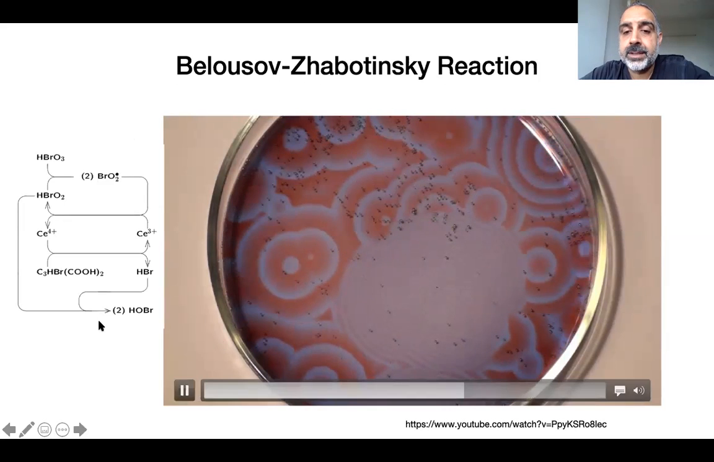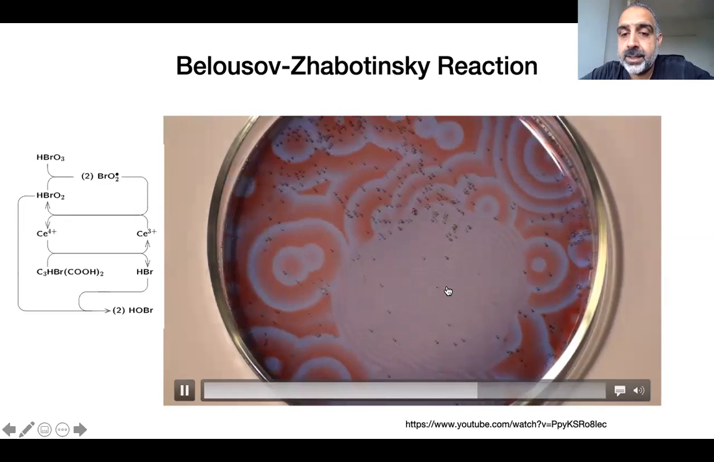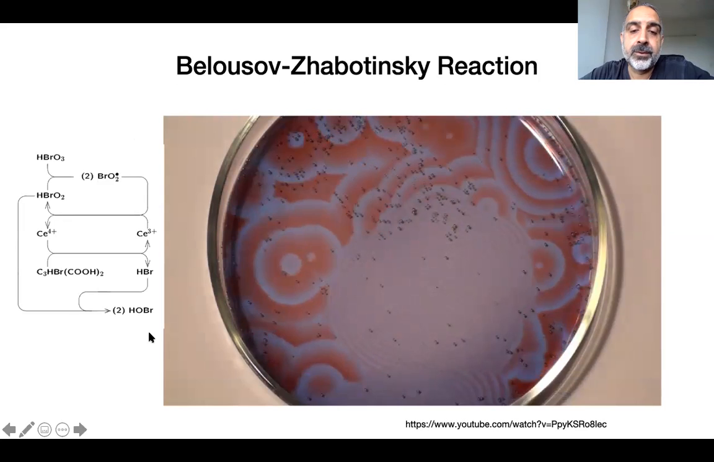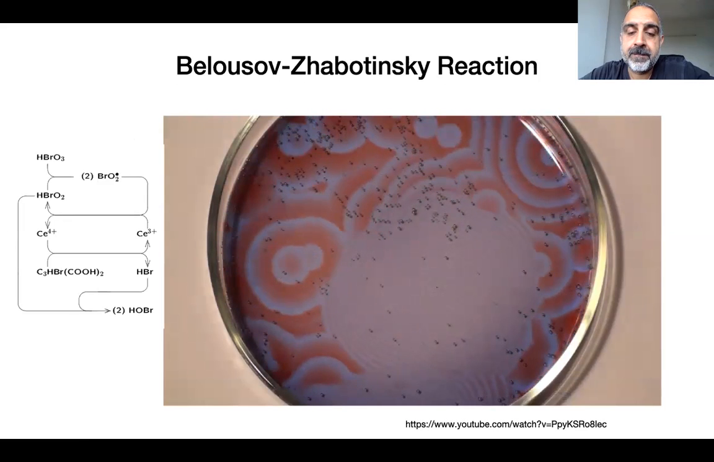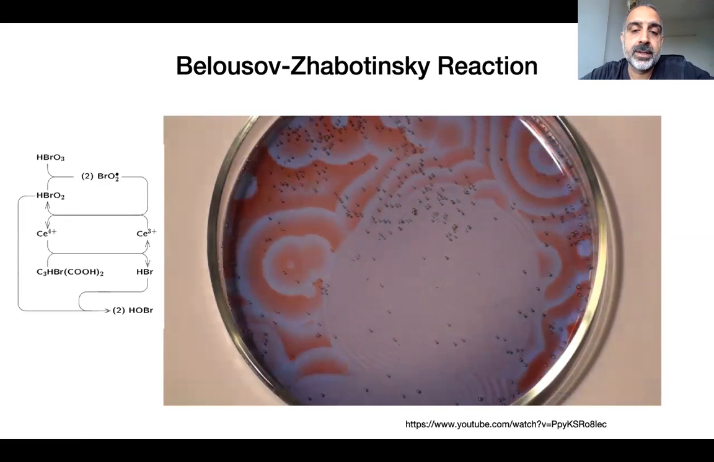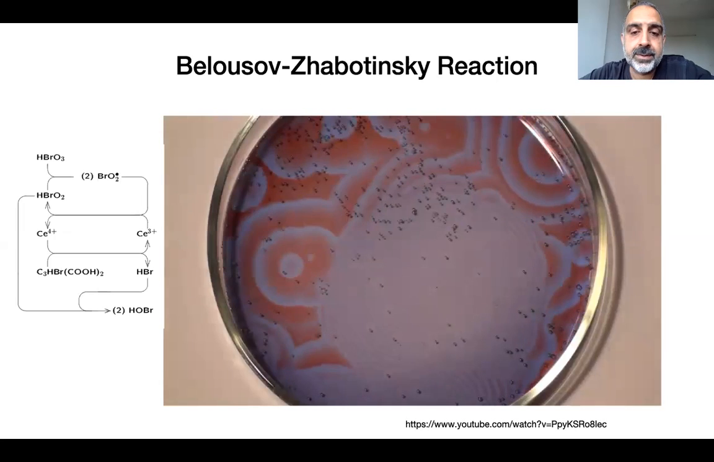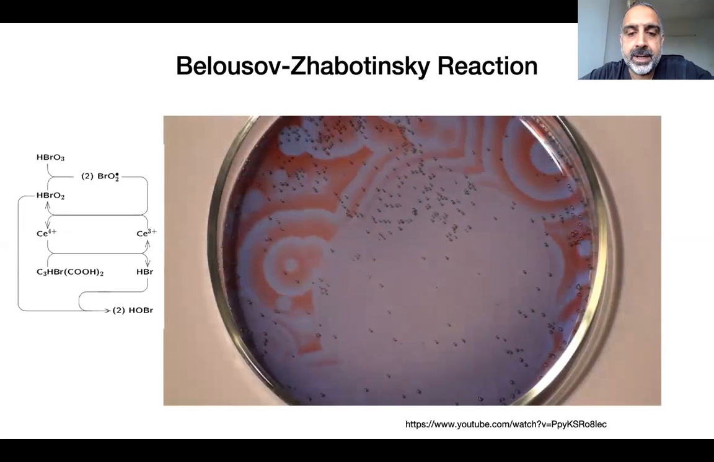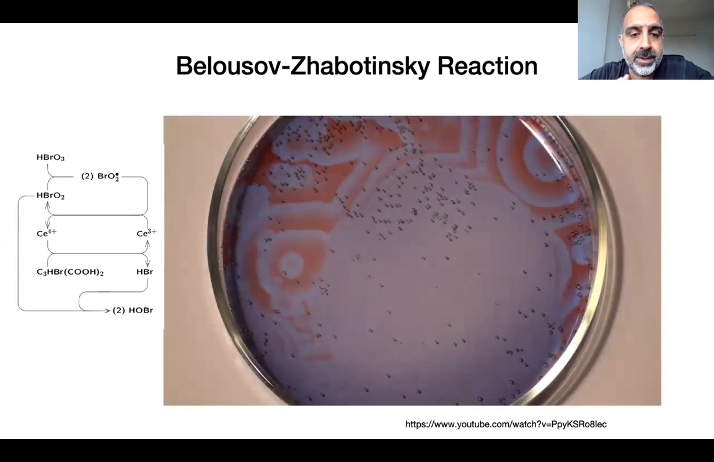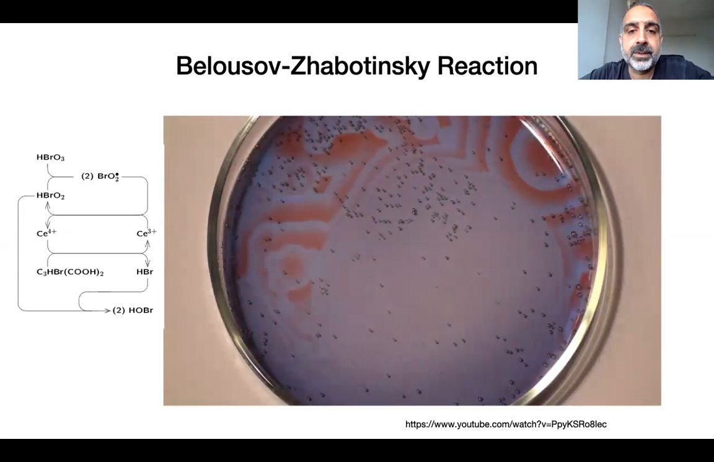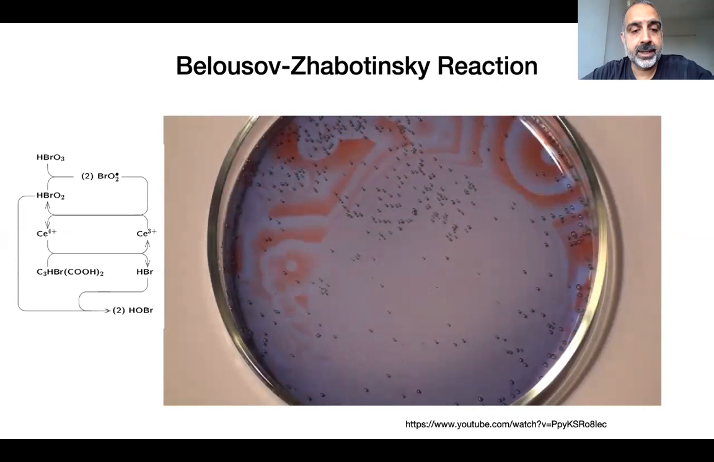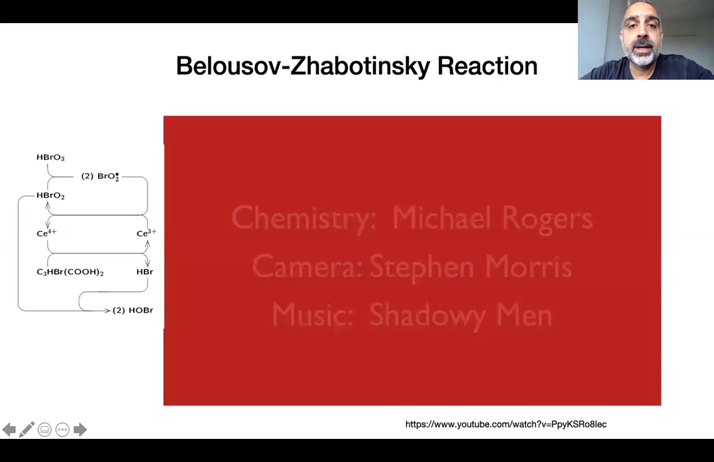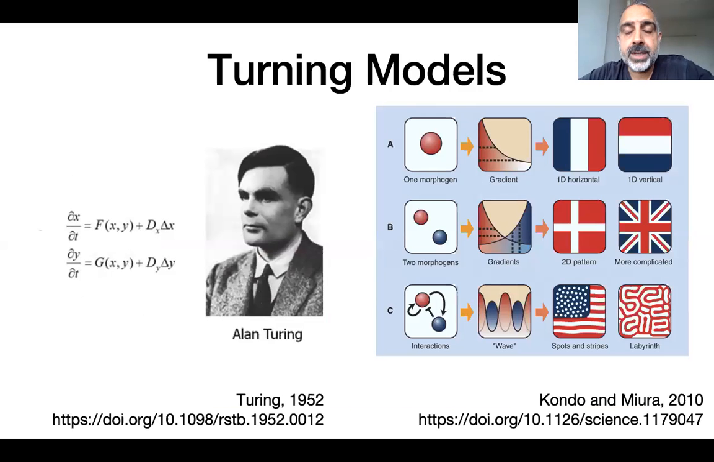Okay, and you get these beautiful patterns. You get these swirls here. This is one of the first chemical reactions where it seemed like heat didn't really play a role. And so this is this very beautiful natural oscillation happening in just a simple chemical reaction.